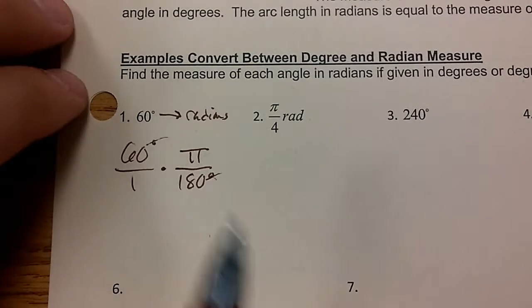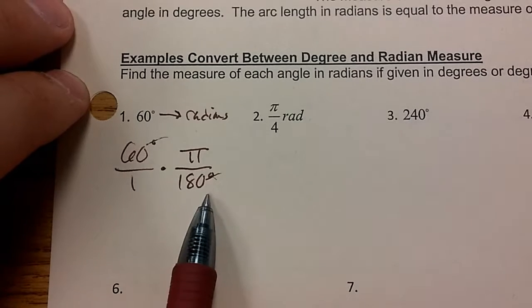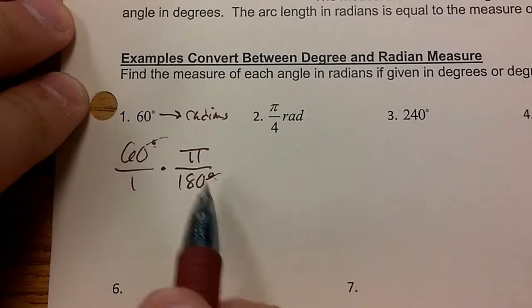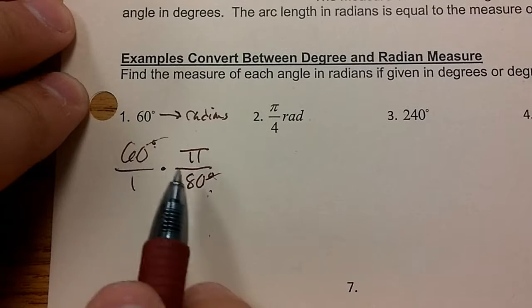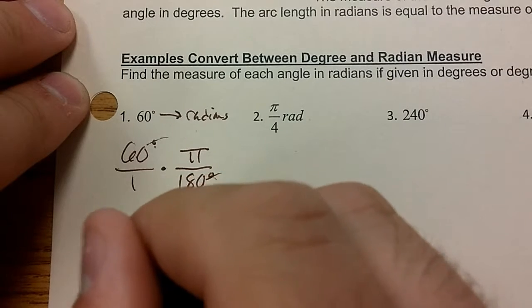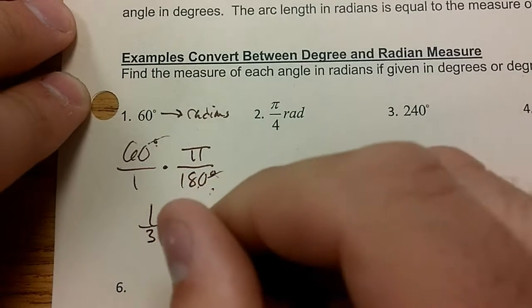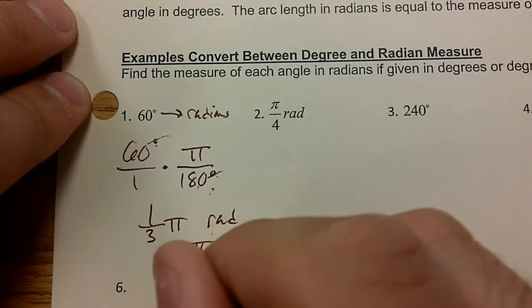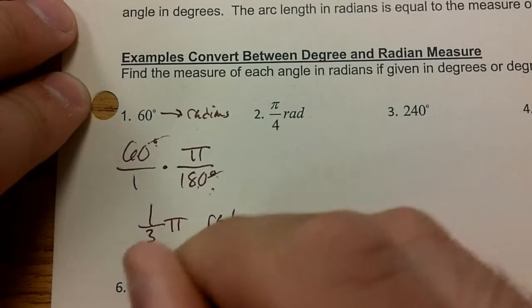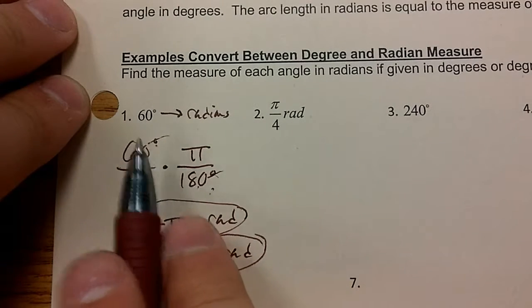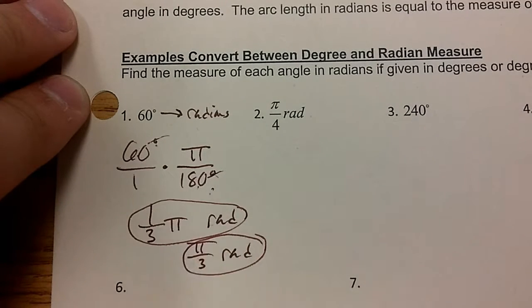You've got to see what you're going to cancel out by putting whatever's here in the denominator of your conversion factor. So degrees cancel out. You have 60 over 180, which you can simplify to 1 over 3 pi. That'll be in radians. Or you can write it like this, pi over 3 radians. Either way is okay.